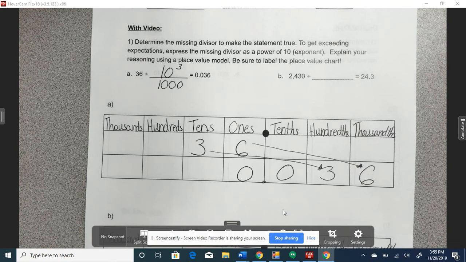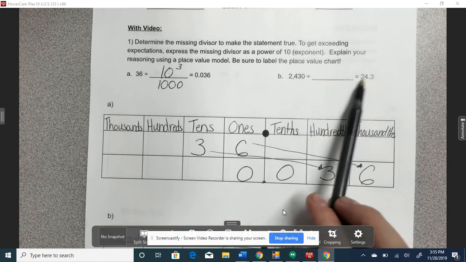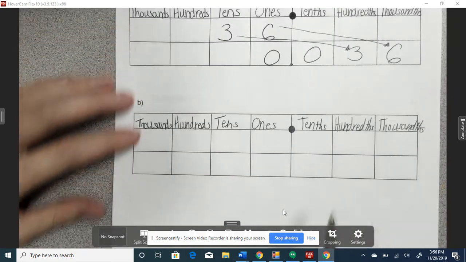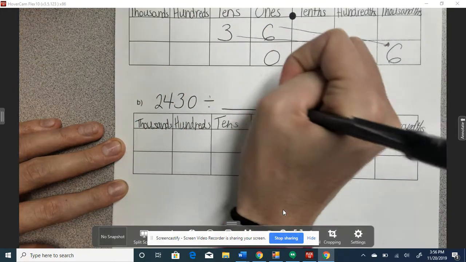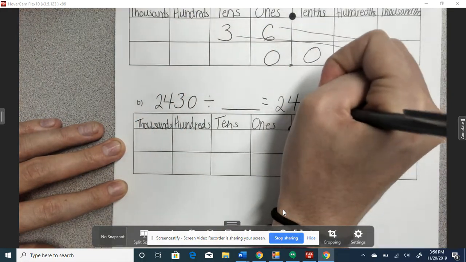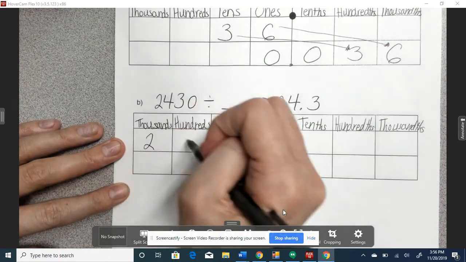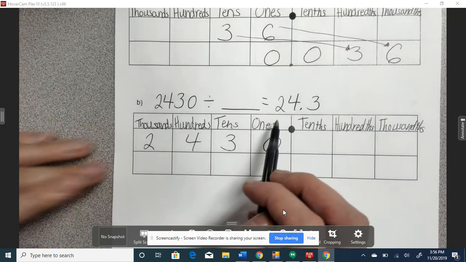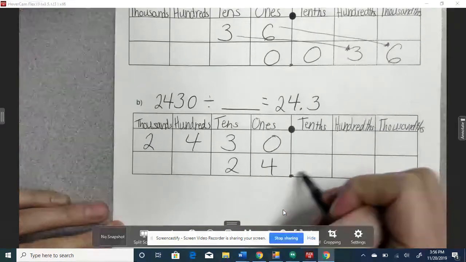So let's do the same for B. We have 2,430 divided by a divisor to get 24 and 3 tenths. We're going to start by writing 2,430 on the top row, and my answer, which is 24 and 3 tenths, in the bottom row.